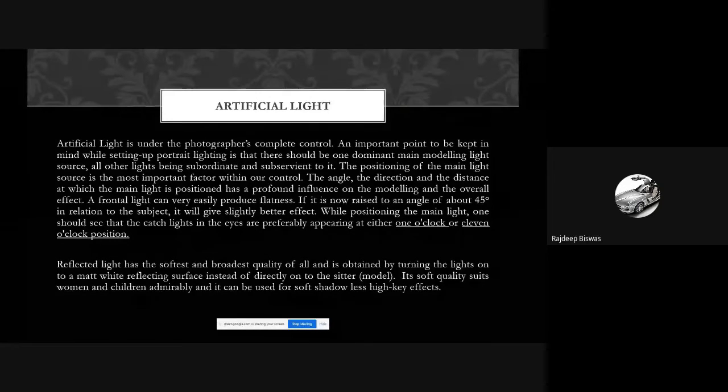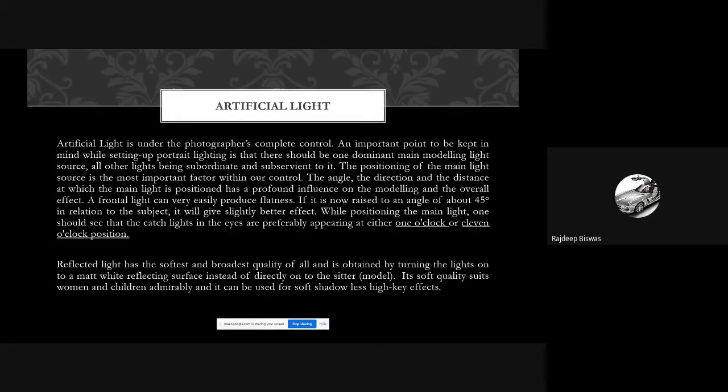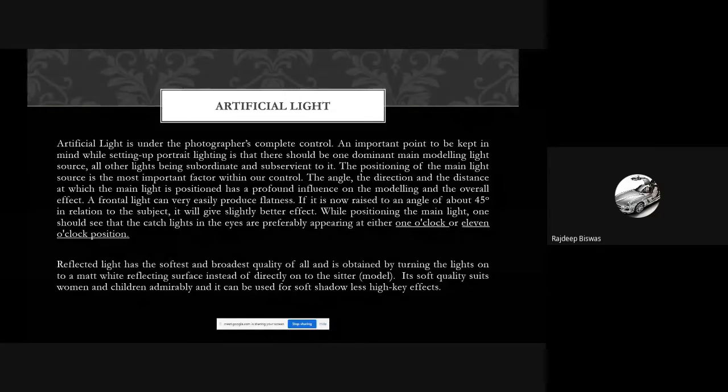If you're using two lights or three lights, 3-point lighting, you need to identify which one is your main light. That is going to be your main light, and the other one or two lights are going to be just supporting the main light. The positioning of the main light source is the most important factor within our control.